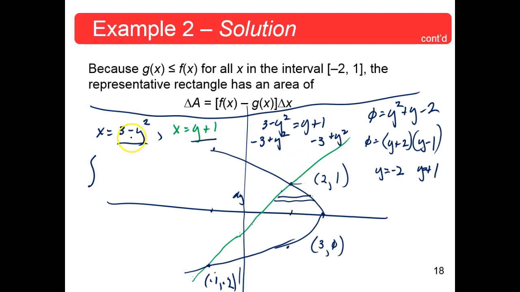But plug those back in here. When y is equal to negative 2, this will be 3 minus 4, which is minus 1. So x is equal to minus 1. That's where this comes from. And plugging the plus 1 up here, x is equal to 2. So that's where that one comes from. So what are your limits on y? From minus 2 to plus 1. So that's going to be your integration limits, minus 2 to plus 1.